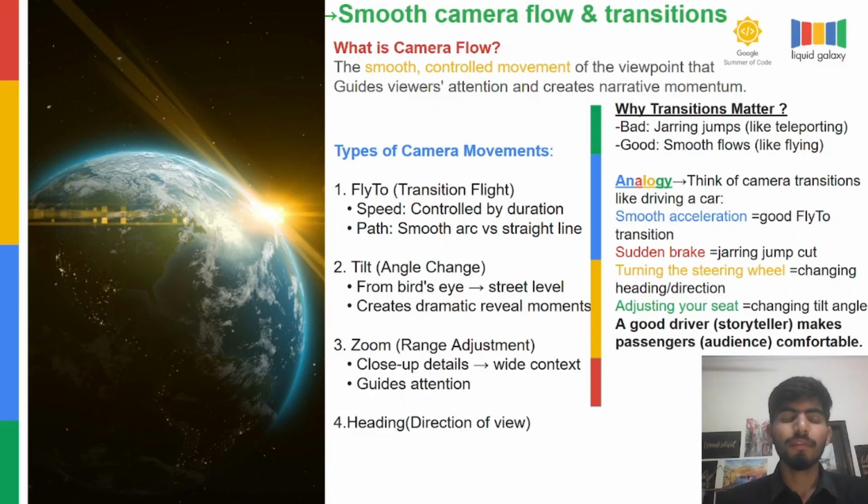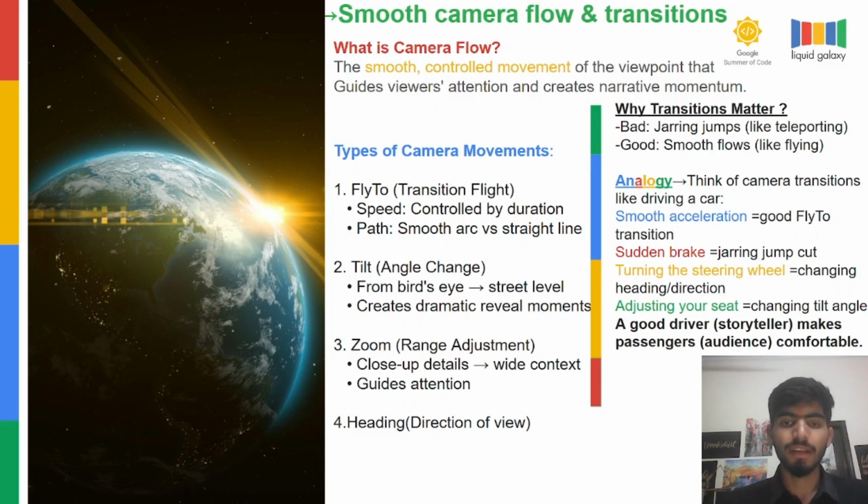Now let's move on to the very important part. Very important in the storytelling with the Liquid Galaxy is how the user is looking at and visualizing the story. There are basically four camera movements. Flight to is basically a transition flight when you are going from one location to another. This is a part of the transition which gives a signal to the brain that you are really visualizing it when we are going from one place on a globe to another place.